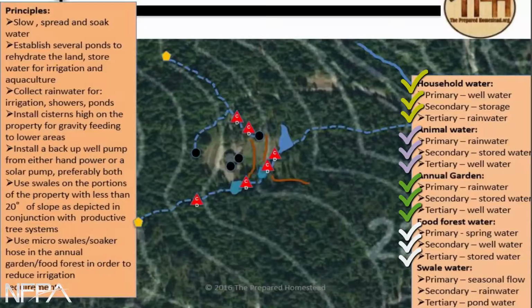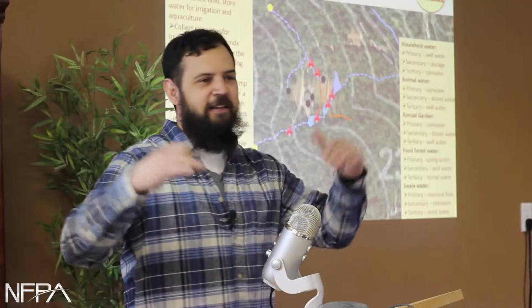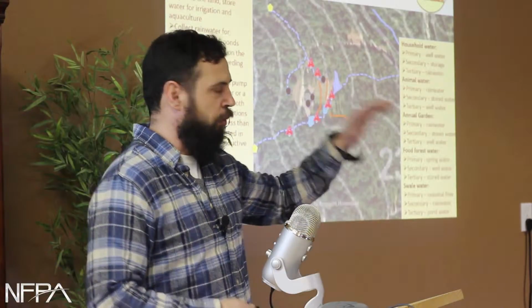And swales, which I'm going to show you, and if you don't know what that is, you will soon enough. Primary is seasonal flow, because we can irrigate from our seasonal flow. A lot of times when you irrigate seasonally, swales do a great thing, and they really don't need to be watered after that. For us, our swales are tree growing systems. We have productive trees on our swales. Tertiary is pond water. So we've thought through all these things, and this is how we approach and have a comprehensive water plan.